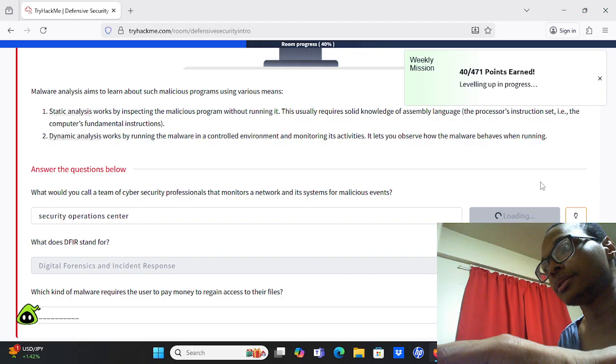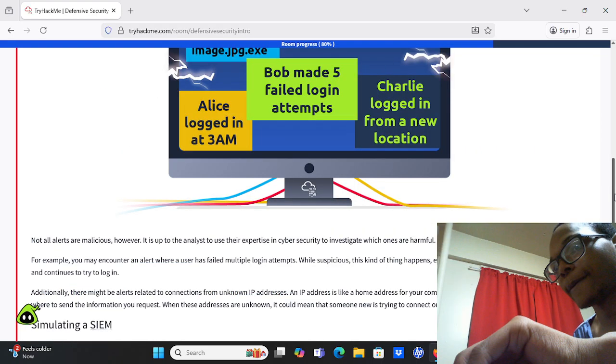Alright, let's do part number three. Practical example of defensive security. A scenario simulating a SIEM. And that's it. Now this is fun.